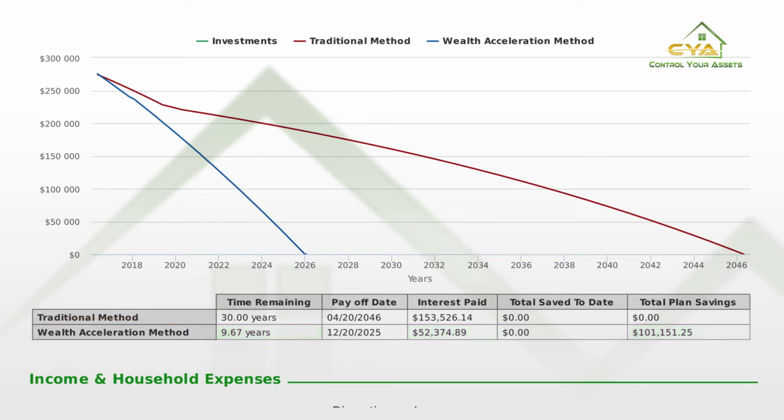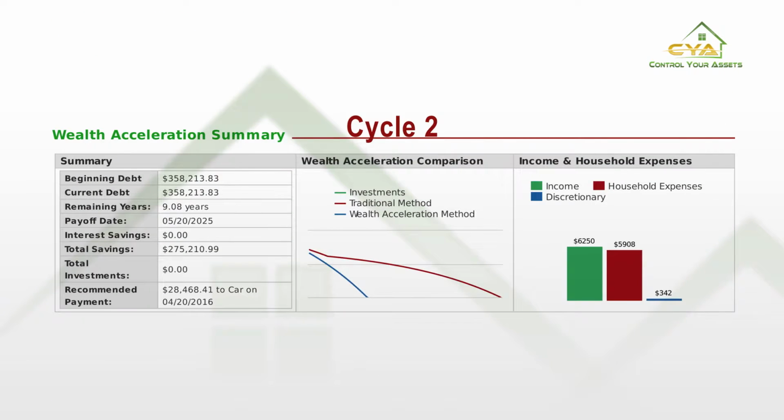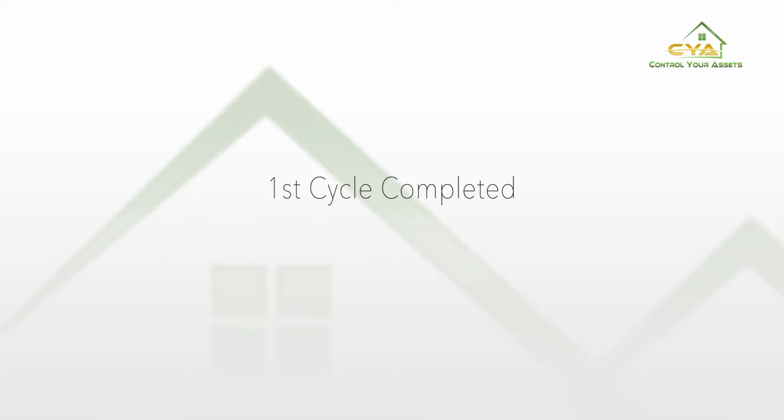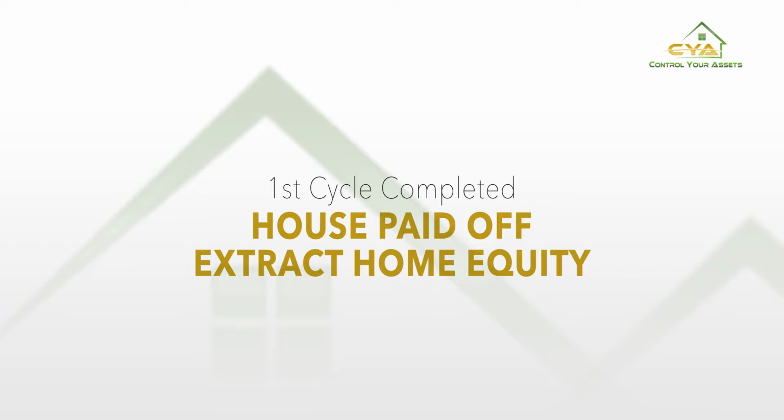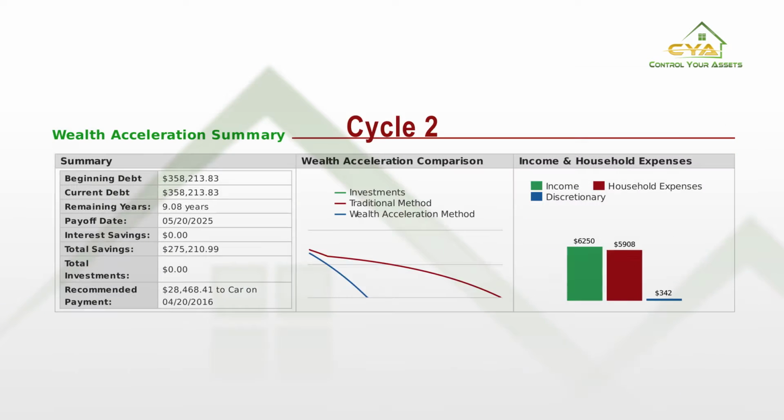Now, let me open up his illustration for his second cycle. As we mentioned in our segments, the second cycle is when we have paid off the house the first time. We extract the equity out using a refinance or line of credit, so that creates a new loan for us. So as you can see in this illustration that represents the beginning of his second cycle, he now has a debt of $358,213.83, which is inclusive of his normal debts and his new mortgage.